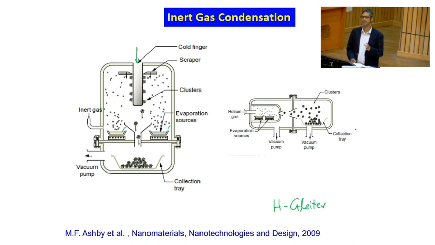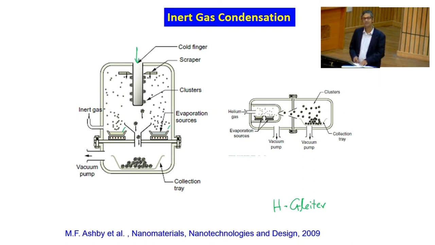You can have a volume expansion. Because of volume expansion, there will be adiabatic cooling. You understand that? You are not using any cold finger here, but you are making this gas cool adiabatically because of expansion. If you immediately expand a gas volume, there will be a temperature drop because of adiabatic cooling. The volume is expanding, the system is working against it, so the temperature will decrease. As the temperature decreases, the clusters in this gas will condense and form nanoparticles. So agglomeration will be much lower here.